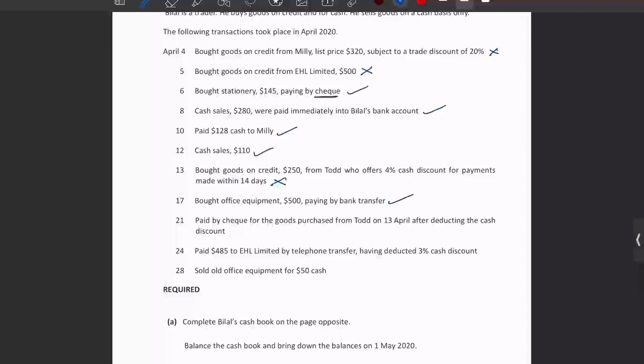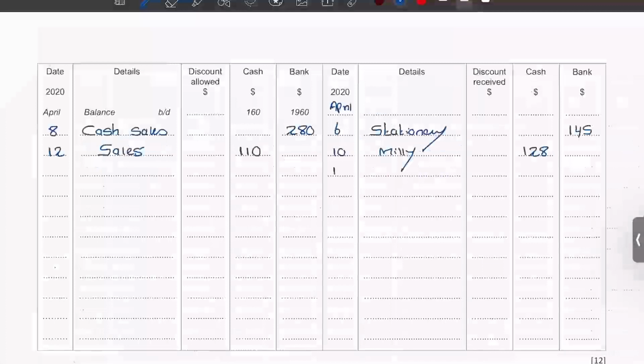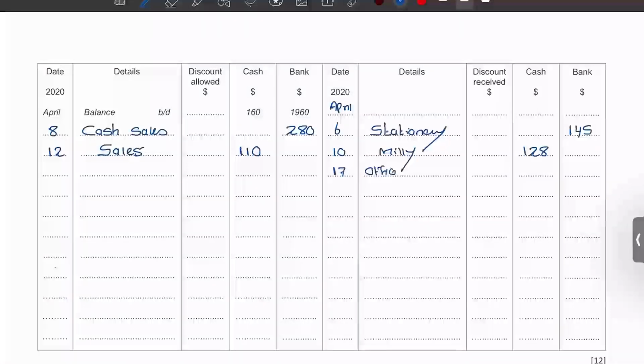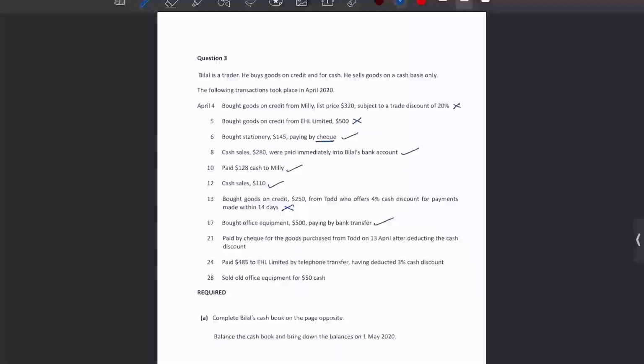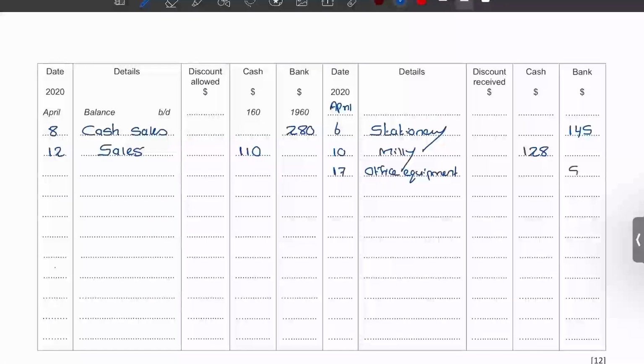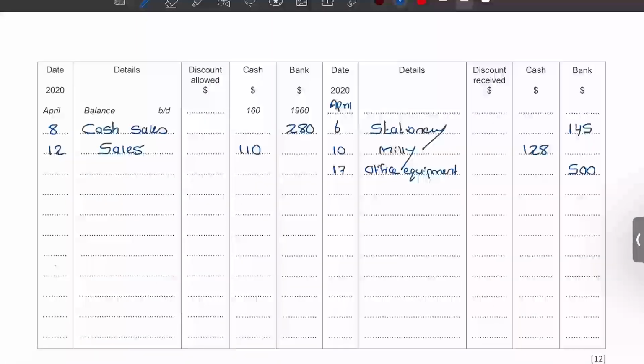Bought office equipment, paid by bank transfer. Paid by bank transfer meaning bank account. What will happen to money in the bank? It will reduce. Okay, money in the bank will reduce on the 17th. What did you buy? Office equipment, and the amount is going to be 500. Can you enter 500 in your bank account? You make the payment from your bank account, so enter 500 in your bank account. Okay. The next transaction given to you.